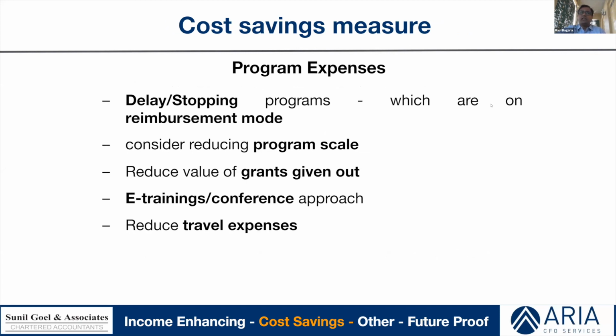Renegotiate terms of grants and MOUs, which sort of force you to work on a reimbursement mode. At this stage, fronting any costs might hurt you. If required, delay or probably even stop these projects. Consider reducing the program scale. I know this is very easy to say and very difficult to do, but remember that a step back now will help you leap forward, much forward and faster in the future once things slow down.